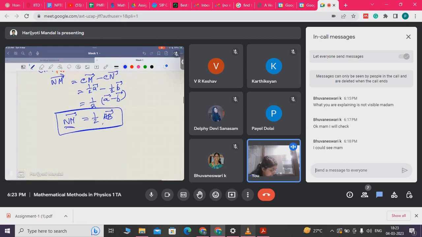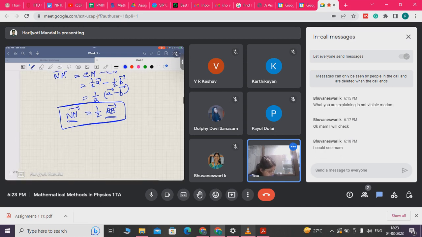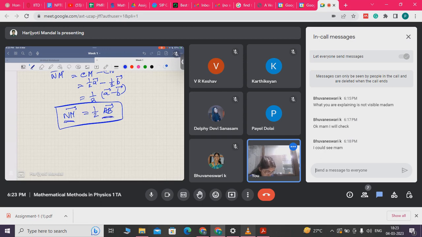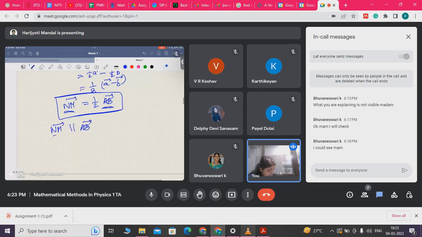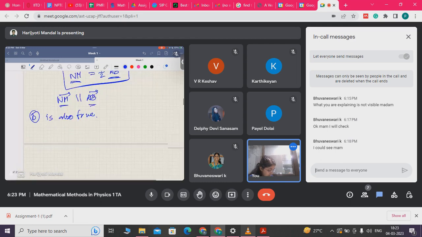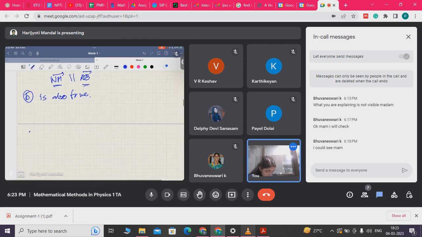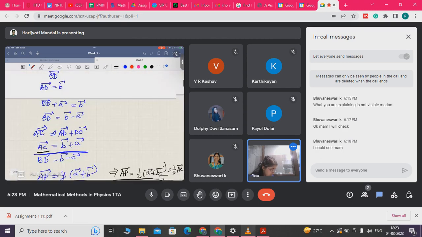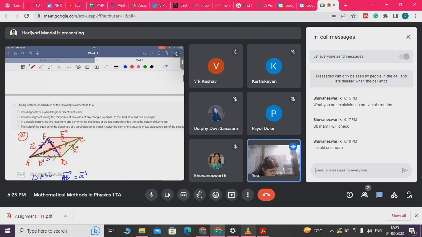This means the magnitude of NM is half of AB, and also they are in the same direction. So we can say that NM and AB have the same direction, or they are parallel. And NM has half the magnitude of AB. So statement B is also true. Now we came to statement C. So statement A is true, B is true.